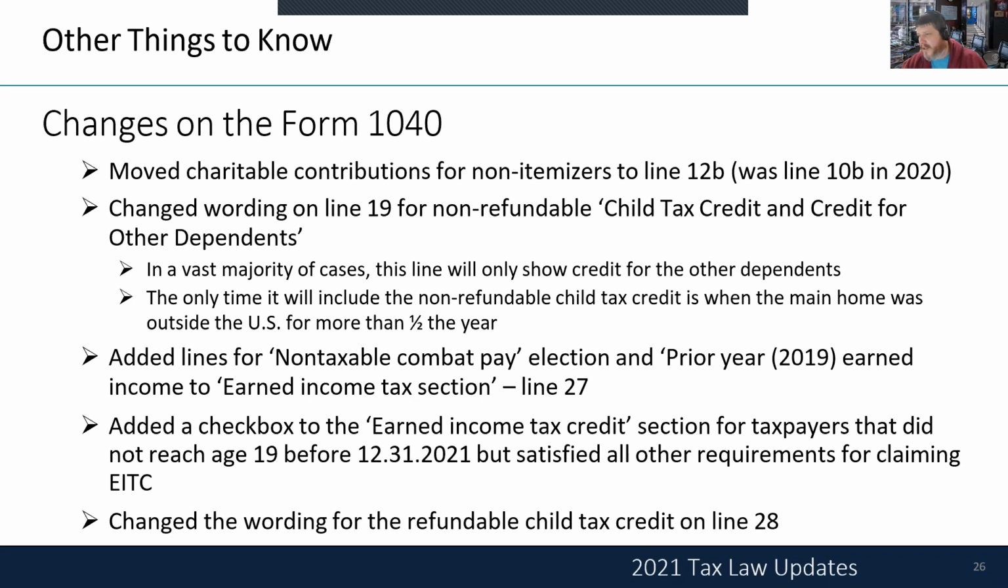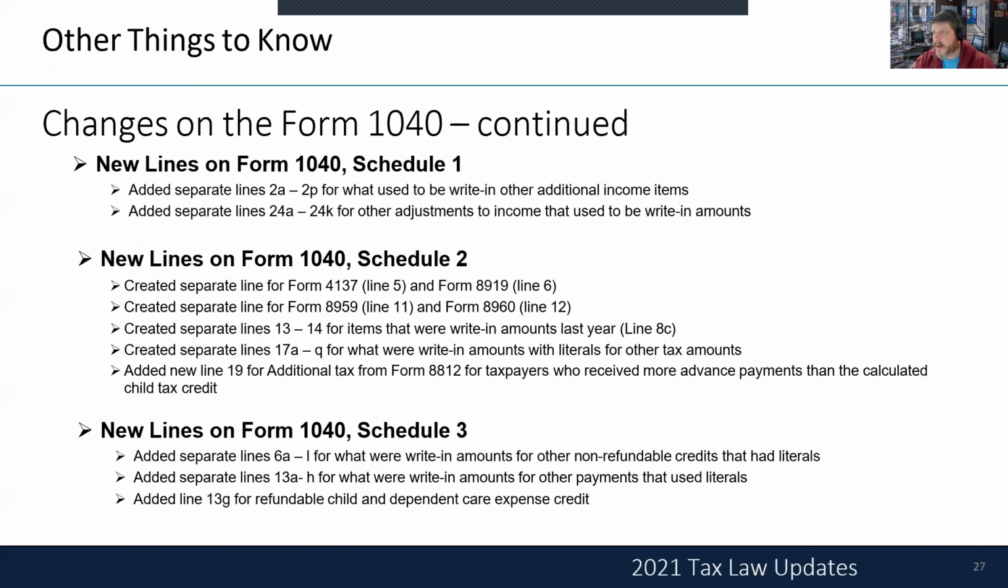There's a checkbox on the earned income for particular dependents or particular taxpayers that did not reach 18 or 19 before, but they satisfied all the other requirements for claiming EIC. Again, a checkbox that probably no one in here is ever going to check. They had to change the wording on the refundable child tax credit line 28. I showed you guys these schedules earlier. I'm not going to spend very much time pointing out these things. You guys know. I will point out the two things that you need to know.